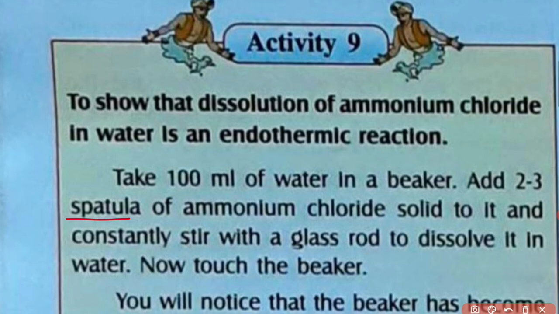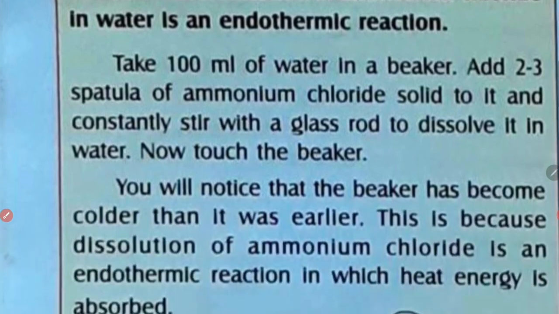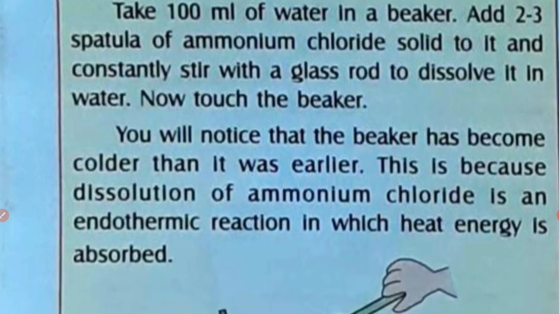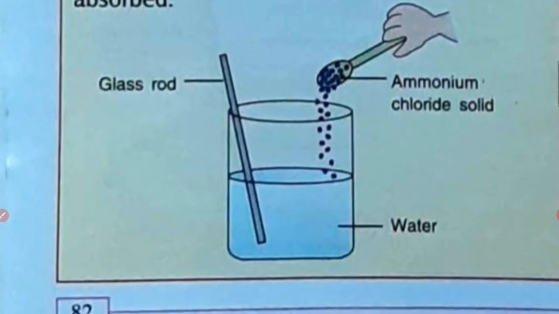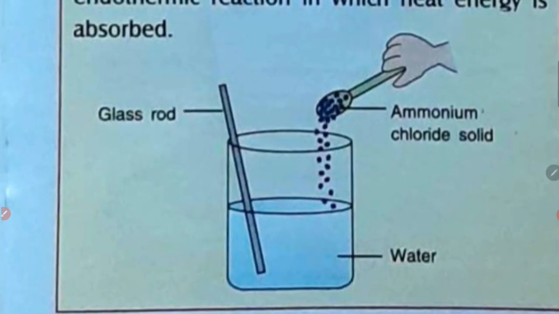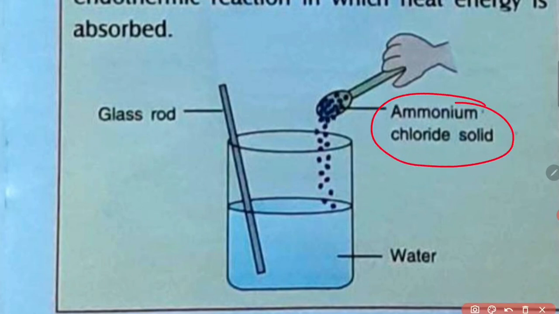Now touch the beaker. What will you observe? You will notice that the beaker has become colder than it was earlier. This is because dissolution of ammonium chloride is an endothermic reaction in which heat energy is absorbed. So the figure is shown here. Here we have ammonium chloride, which is solid, that particular spoon which we are talking about, and we have water here, and when you stir it, it becomes cold. This becomes cold because of the absorption of heat energy.